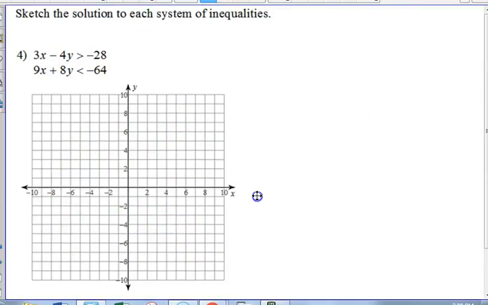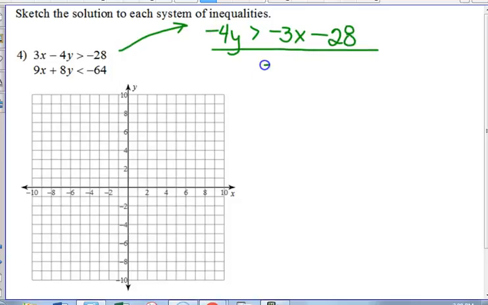All right, what's different about 4? We got to rearrange it or use intercepts or something. Now the first one, when you go to get the y by itself here, you do have to divide by a -4. And what is the special little alarm that should go off in your head when you divide by a negative with an inequality? Good.